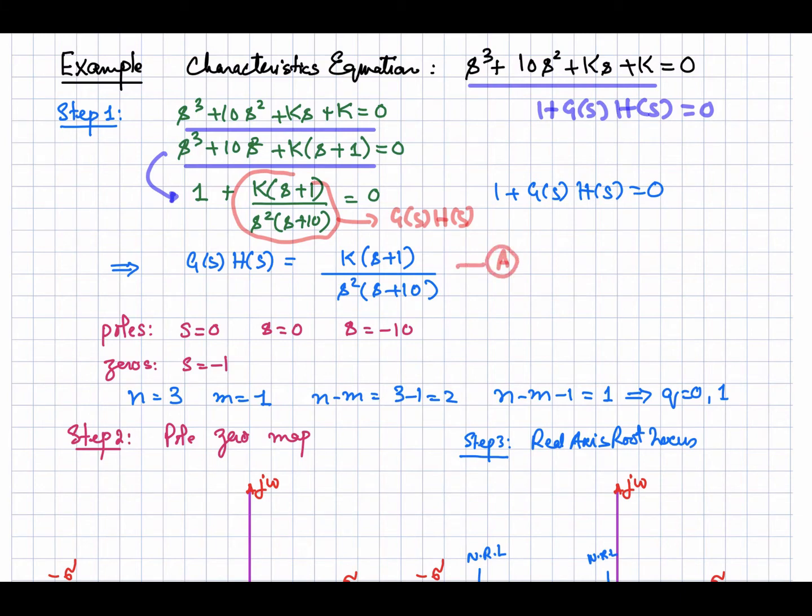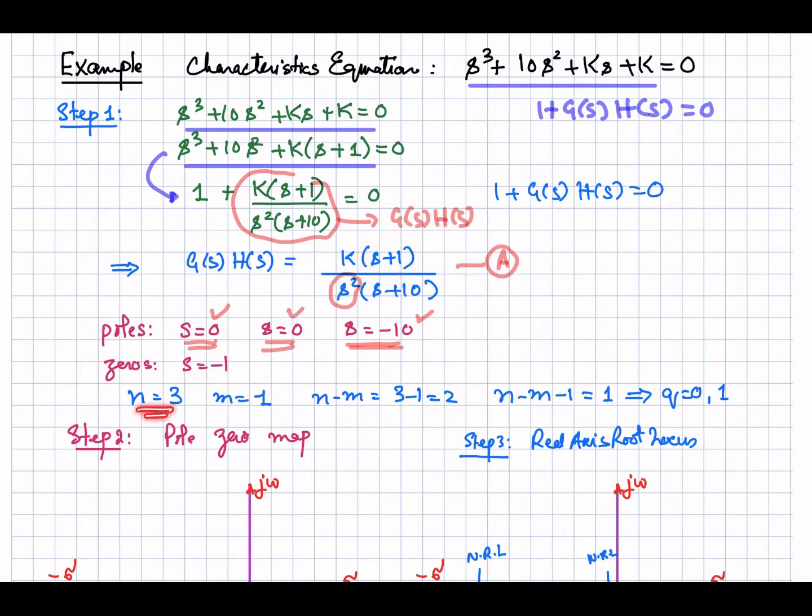Okay, now looking at that one, we can see that our two poles are at the origin. It's a type 2 system. So one pole at the origin, second pole at the origin, and then the next pole is at s equal to minus 10, and there is one zero as well, which is sitting at s equal to minus 1. So these are the poles and these are the zeros.